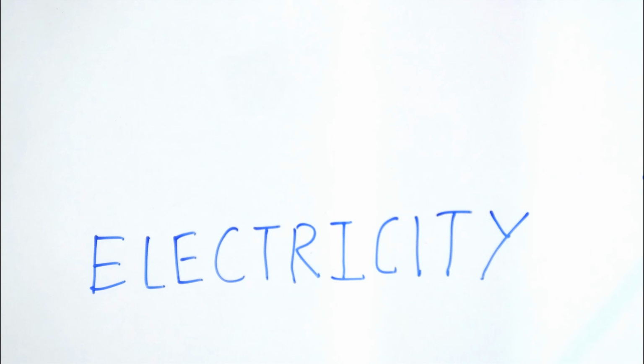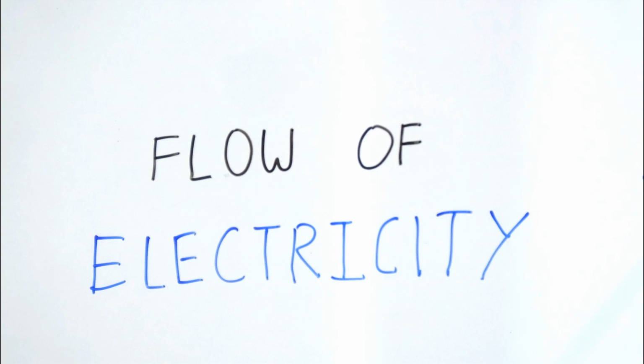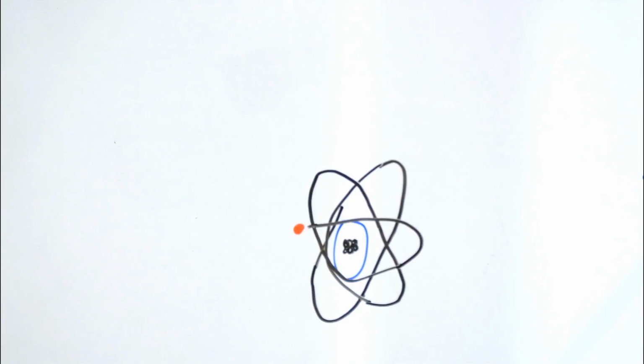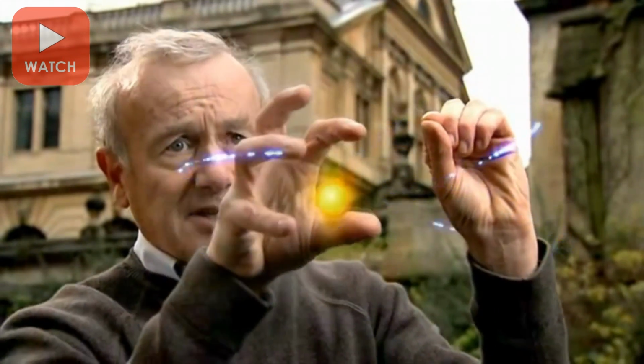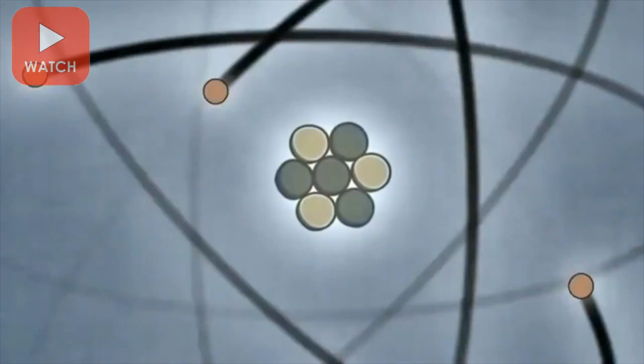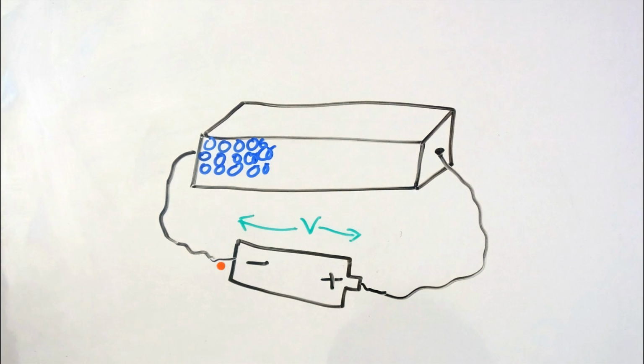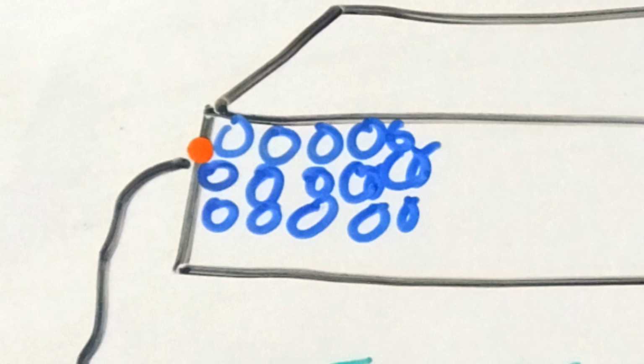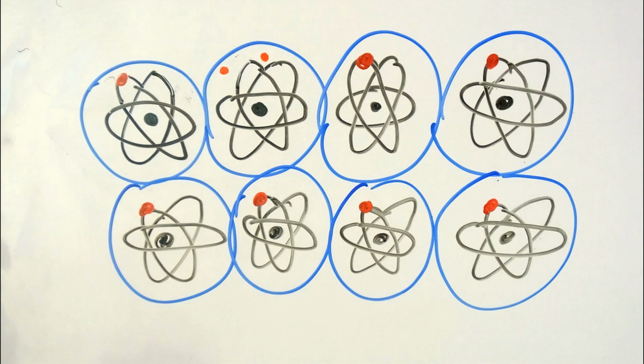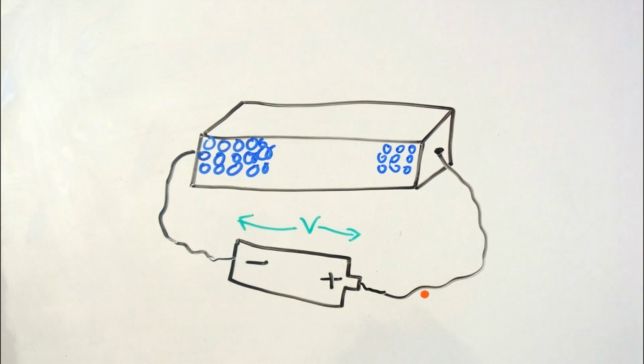What is electricity? Well, electricity is just the flow of electrons in a conductor. What are electrons? They're tiny, negatively charged particles that orbit around atoms. When a conductor is given a voltage, electrons flow from the negative end of the battery to the positive end. Each electron takes the next one's place and throws that electron forward into the next atom. This cycle continues till it reaches the positive end of the battery.